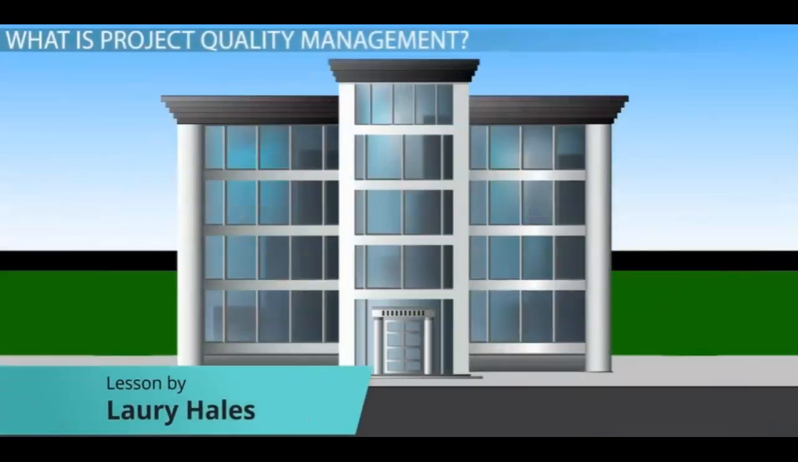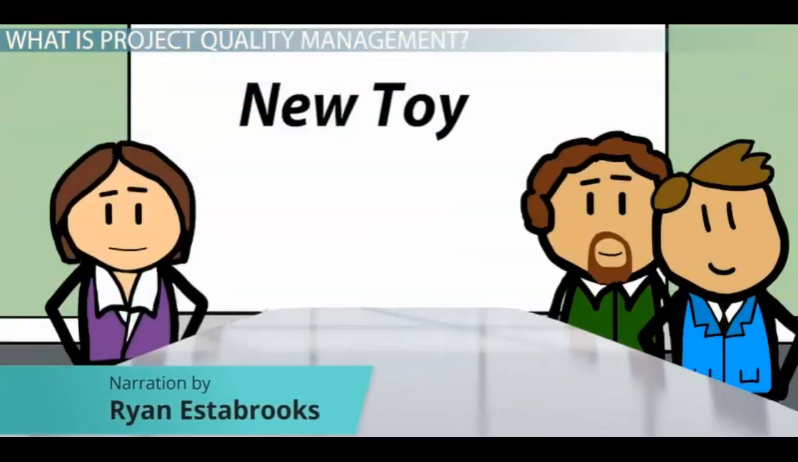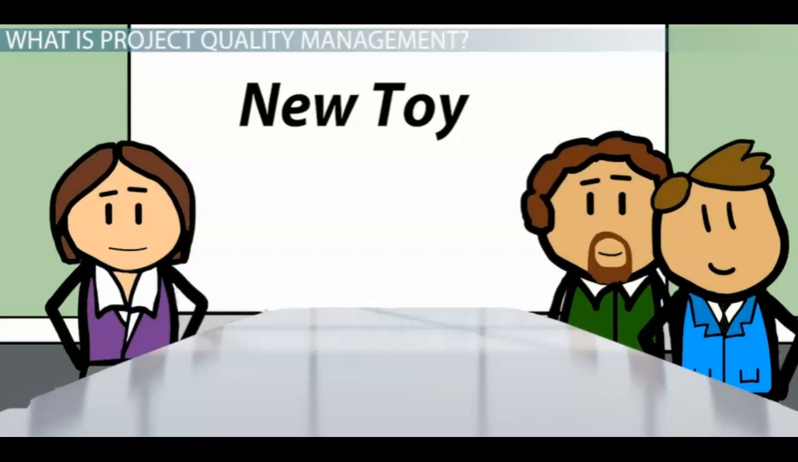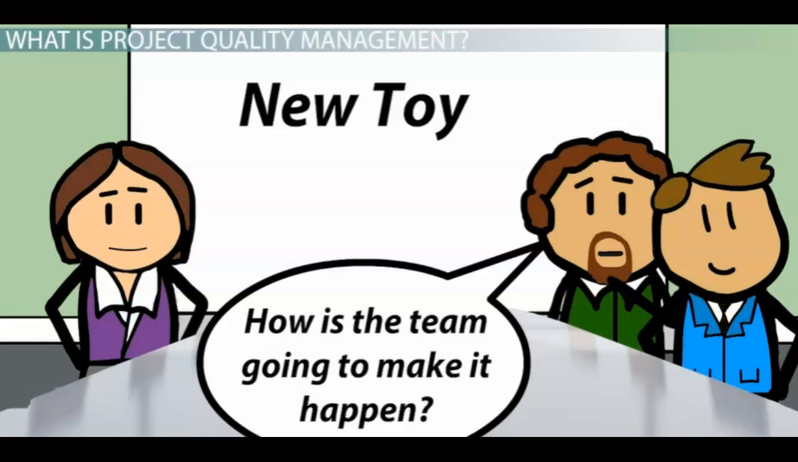The company you work for produces children's toys, and a project to implement a newly designed baby toy is underway. You want to make sure the toy is high quality, so you bring together the project team to discuss how to ensure a quality toy is produced. As the team sits down for the meeting, one of the team members, Sam, asks what quality is and how the team is going to make it happen.